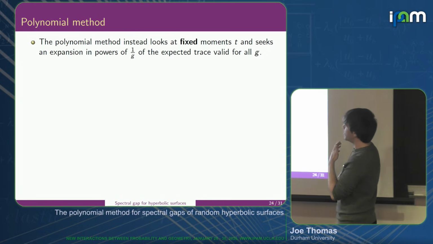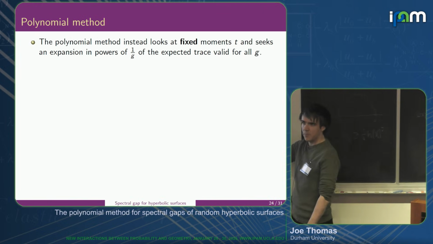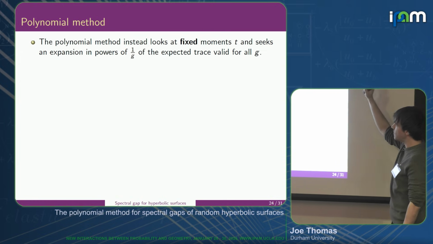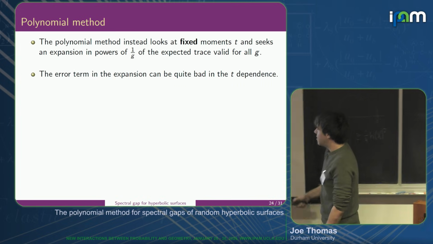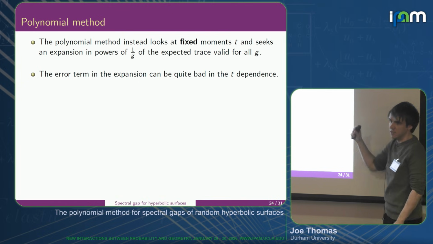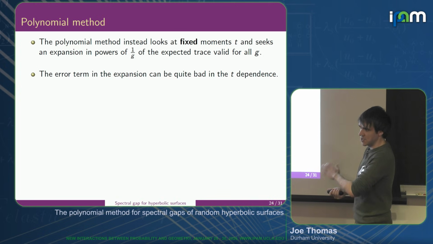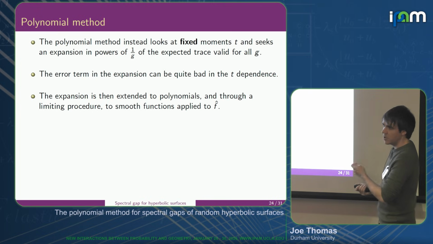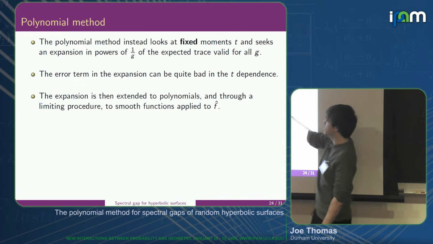So just as a summary, how do we get the expansion for smooth functions? The polynomial method, rather than looking at moments that are going off to infinity, we look at fixed moments. So first you look at a fixed moment and obtain some expansion in powers of 1 over g. And the error term in t can actually be quite bad. It's going to actually be like t to the power t. So it's going to be very, very ugly. But we're never going to really be taking t to infinity, so it's not going to matter. Once we have it for fixed moments, you can extend to polynomials, just linear combinations, triangle inequality. And then through a limiting procedure to get to a smooth function.